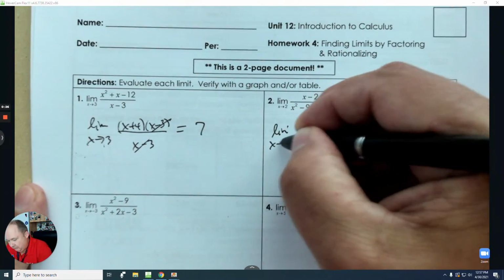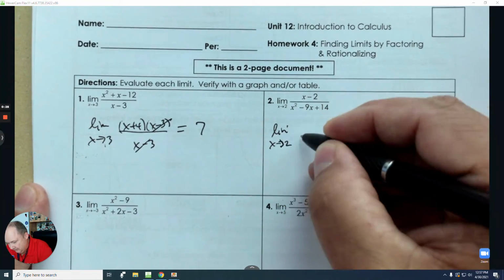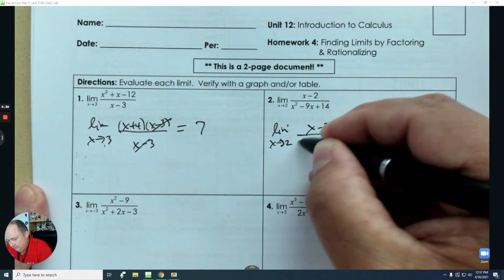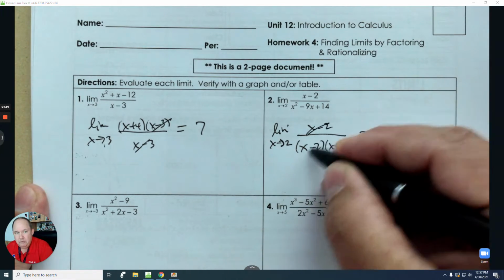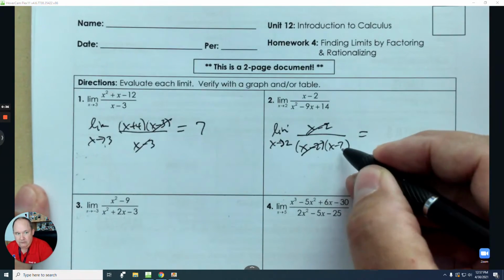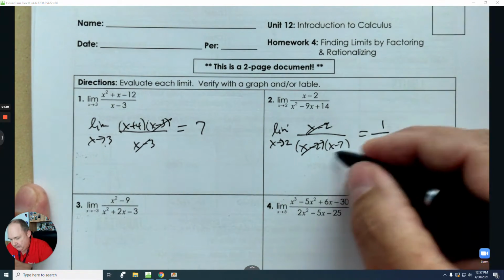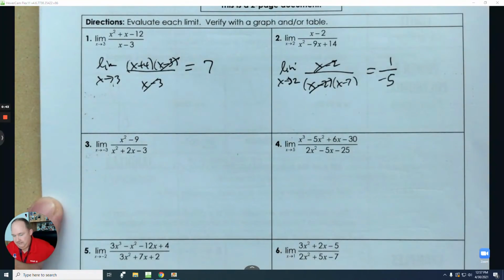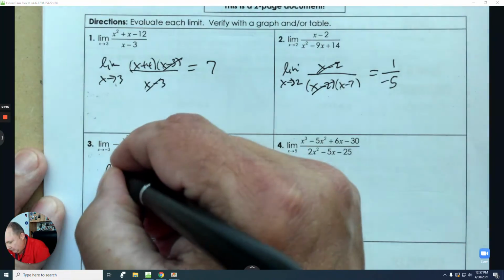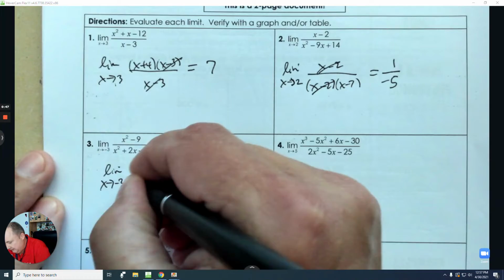So again, I first recognize it is indeterminate, then I can factor. And then after I factor, I can remove the discontinuity, plug in 2, I get 1 is left in the numerator, and -5 in the denominator. For number 3, again, we're going to use factoring to eliminate the discontinuity.